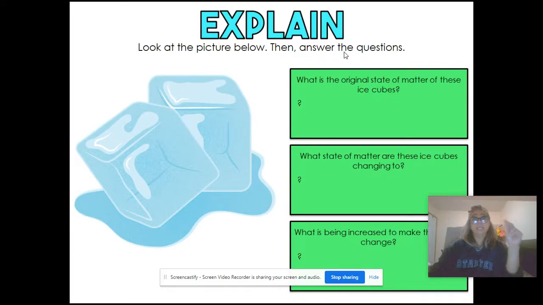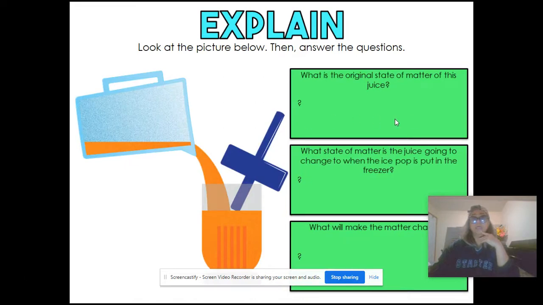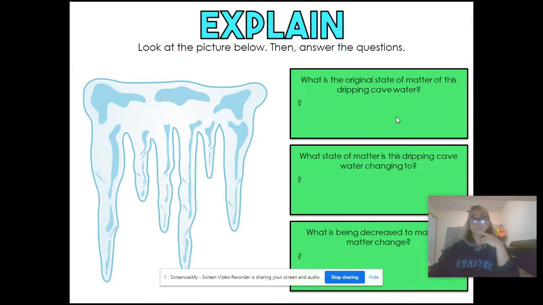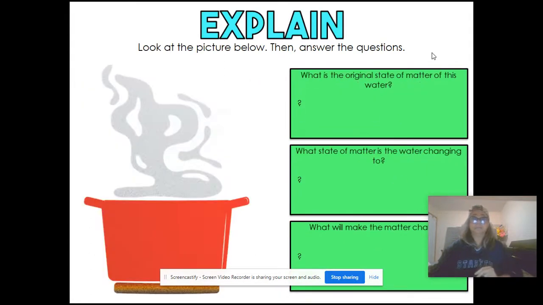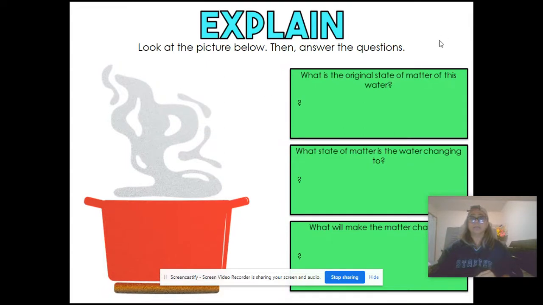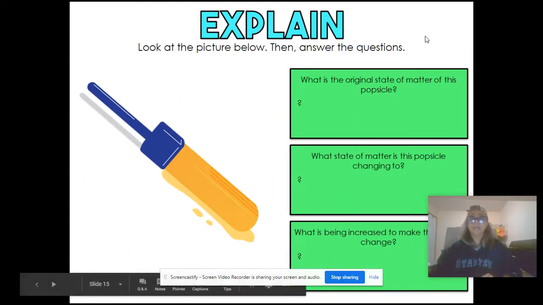Now, explain. Look at the pictures. So you're given pictures on the left side, and then you need to answer the questions. Type in the answers as you go on. Again, look at the picture here, answer the questions. Again, look at the picture, answer the questions. So you need to type it in. And this one, you can see here a cooking pot and something is boiling. What do you think is happening here? Explain. It's a popsicle. So try and see the correct answers from here, okay?